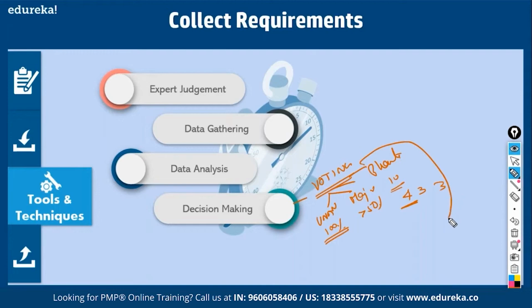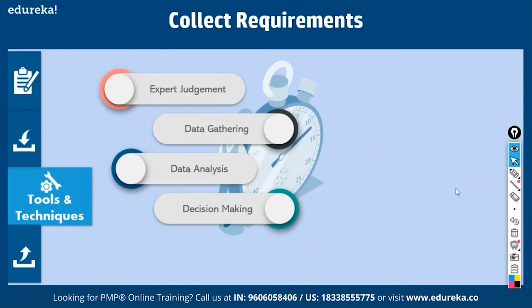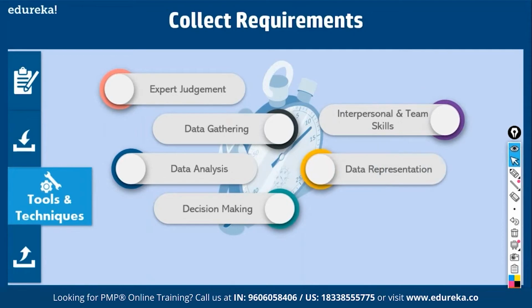But at times the stakeholders may nominate somebody else to take a decision, which is called autocratic decision making, or delegated decision making. These are all the ways in which a decision could be taken. Then you also require soft skills to conduct facilitated sessions and get information from stakeholders, right? Then data representation. How do you represent data? You can represent data using context diagrams, use cases, and so on.